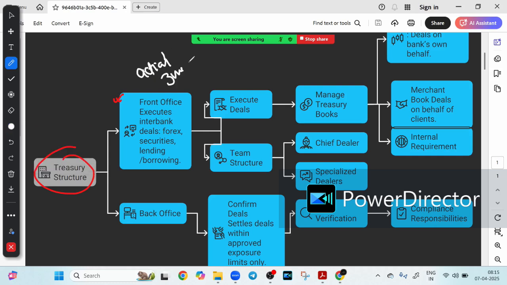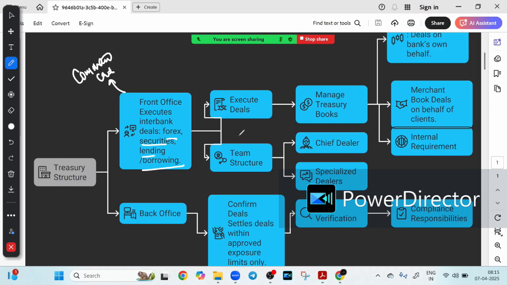That means it is where interbank deals are executed. You can see it executes the interbank deals, first point, whether it is forex, securities, lending or borrowing. Think of it like a command center where the actual trading magic happens. Further from here, two key functions unfold.